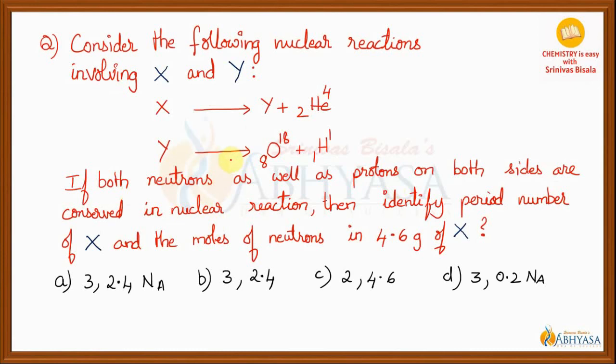From this information, we need to identify what is X. From that, we need to find out the period number, and afterwards we need to calculate the number of moles of neutrons present in 4.6 grams of X. Now let's solve this.